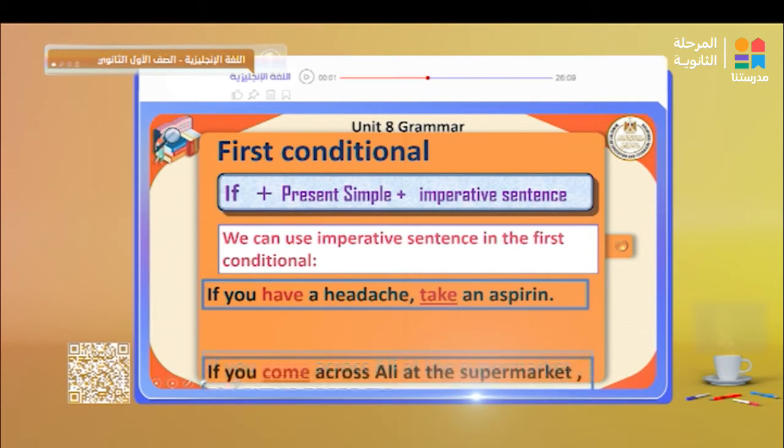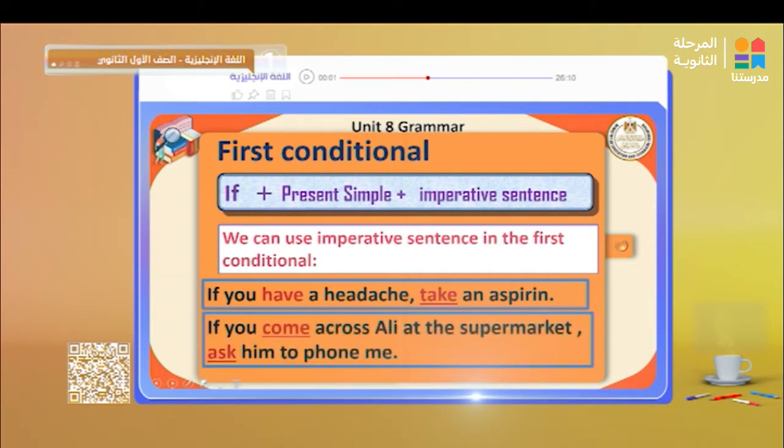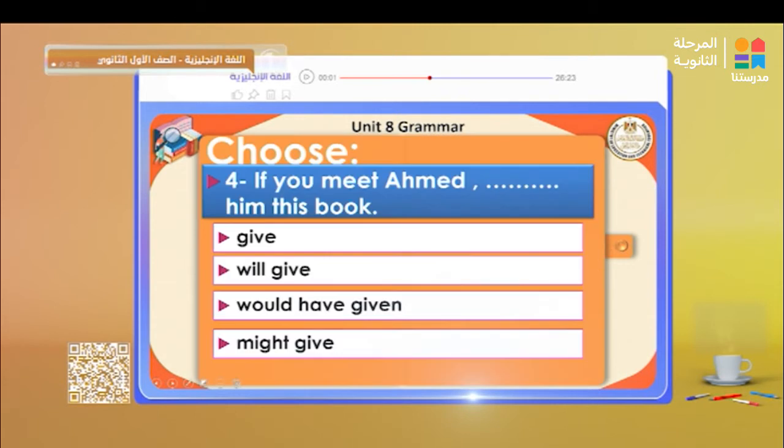Okay, let's look at another example. If you come across Ali at the supermarket, ask him to phone me. If you come across Ali means if you meet Ali by chance, if you meet Ali in the supermarket, ask him, tell him. So this is imperative. Okay, so we can use the imperative or the order form in the first conditional.